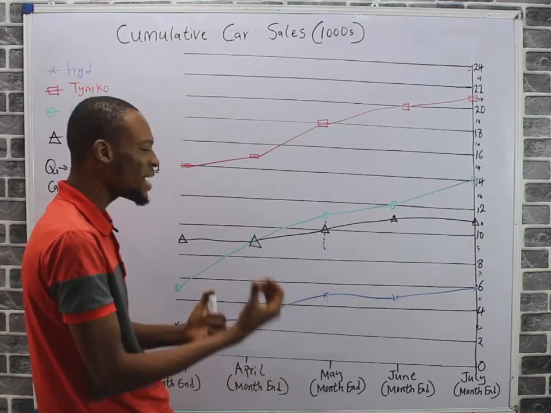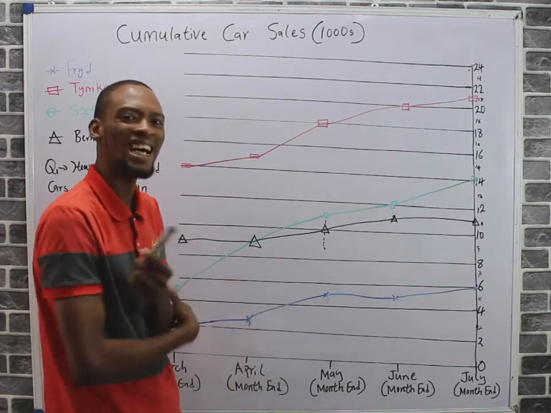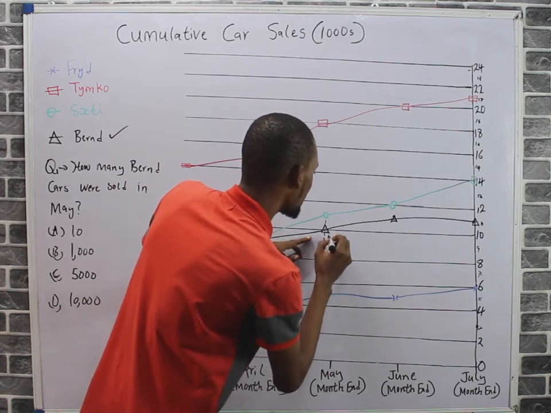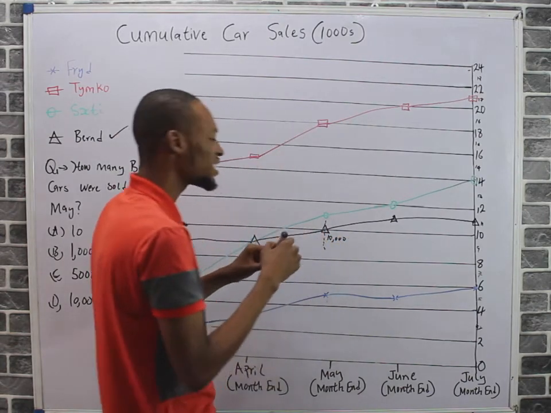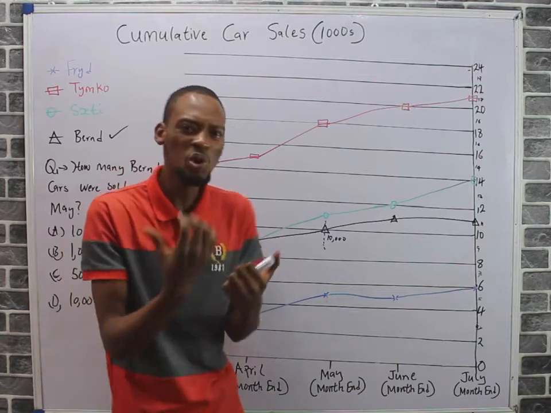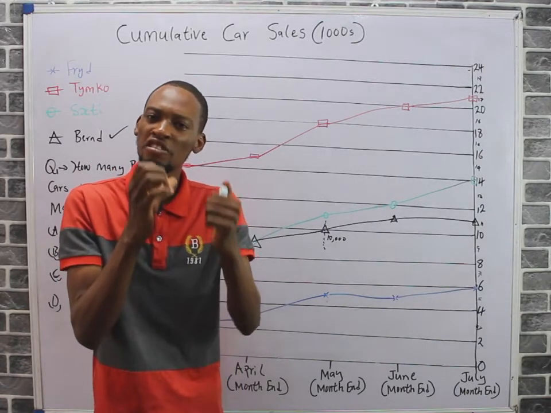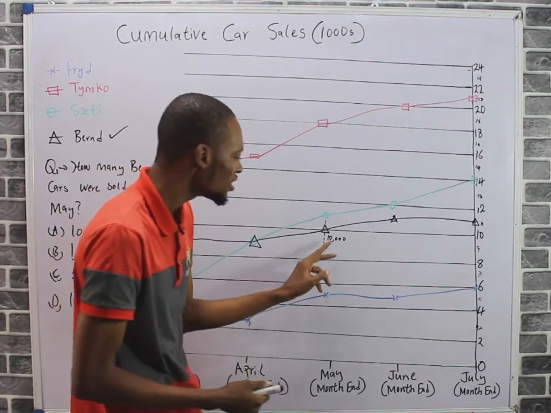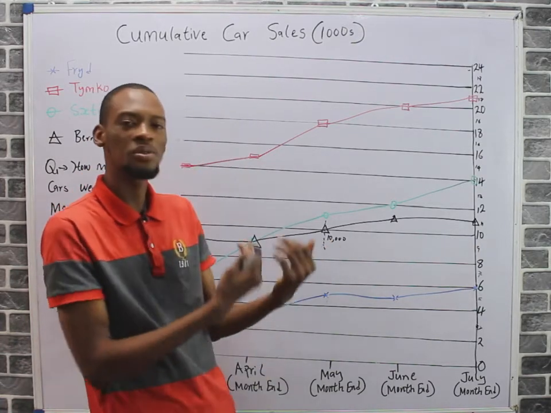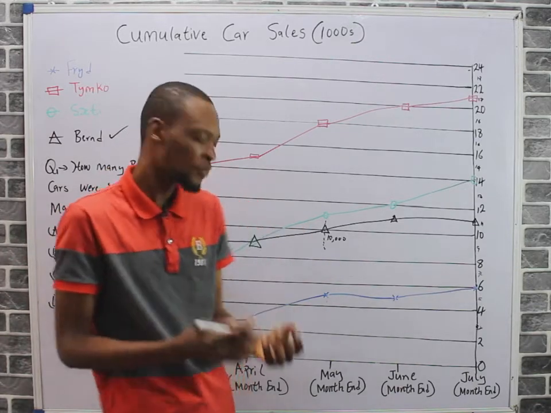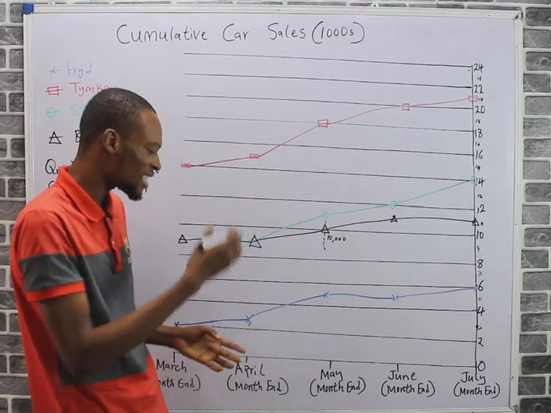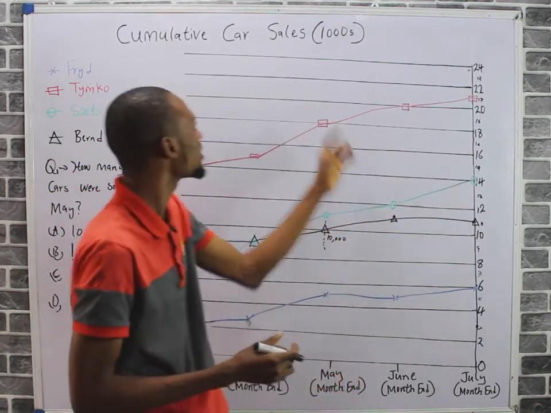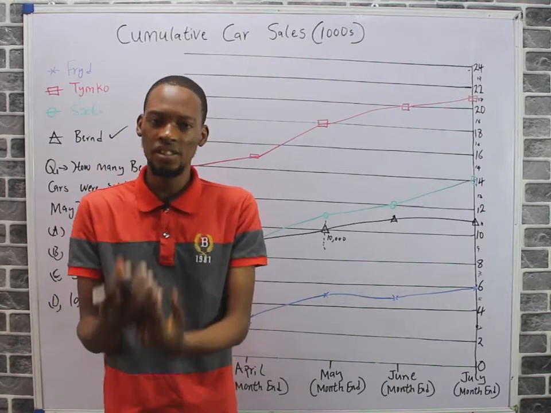At the end of May, the total Bernd cars sold equals 10,000. I didn't say the cars sold in May. I said at the end of May, which means from the beginning of tracking till May, cars sold were 10,000 cars. So from when they started in March, April till May, they were able to sell 10,000 cars. That is cumulative car sales.